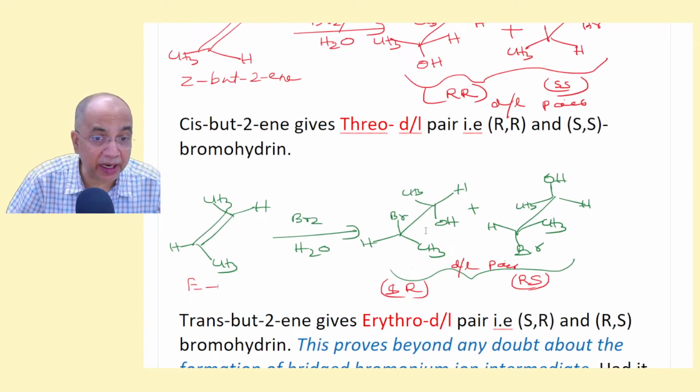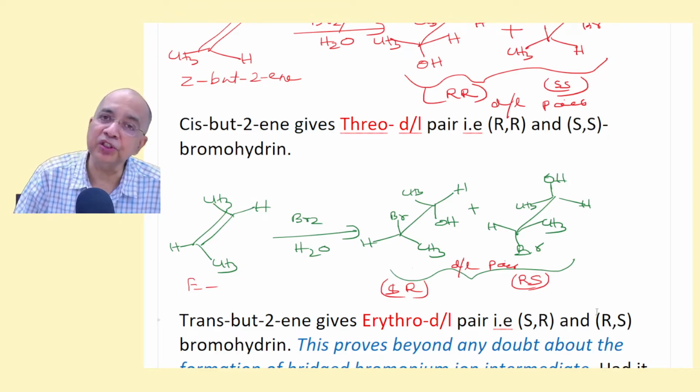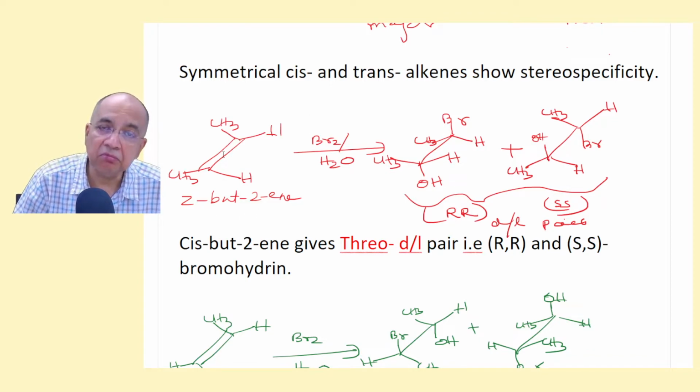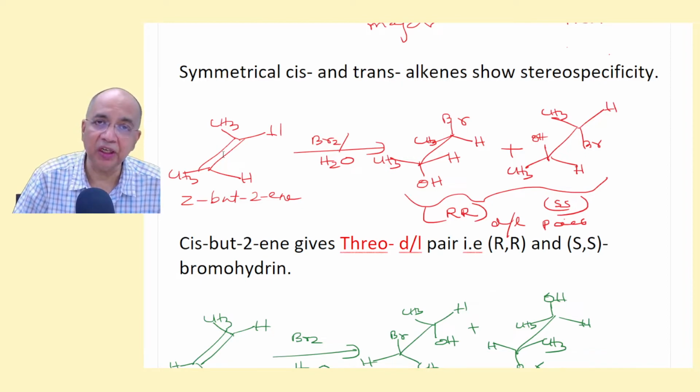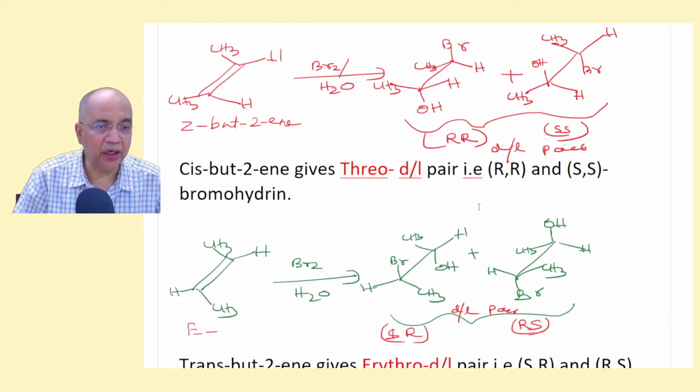Now, if you try OH here, bromine here in two ways, you will get the same configurations. Therefore, for a symmetrical alkene like butene or maleic acid, fumaric acid, it will be stereospecific. This will give you the threo pair, this will give you the erythro pair, right?